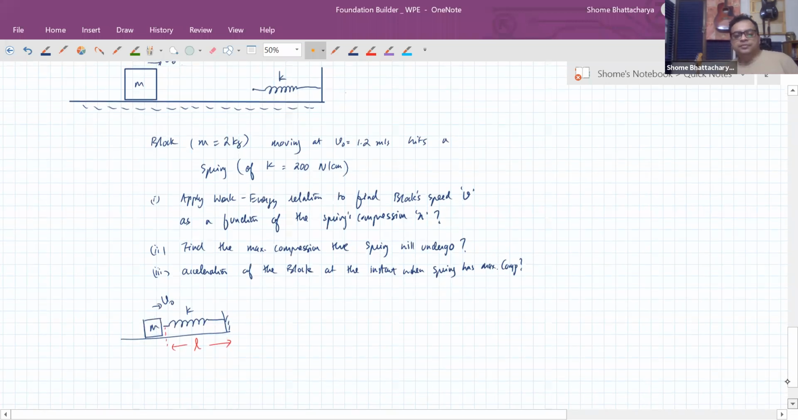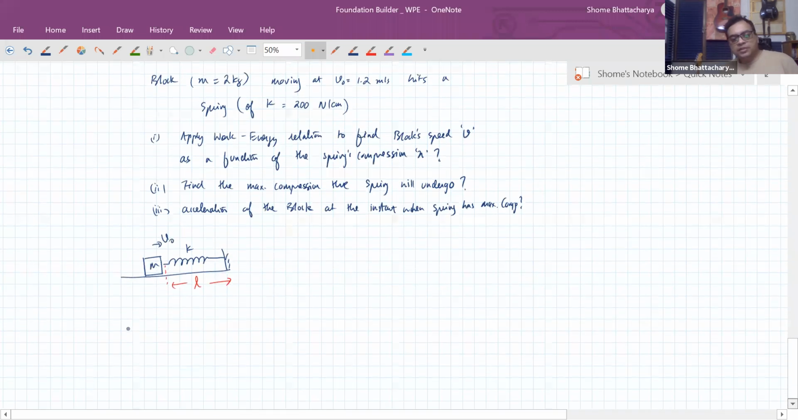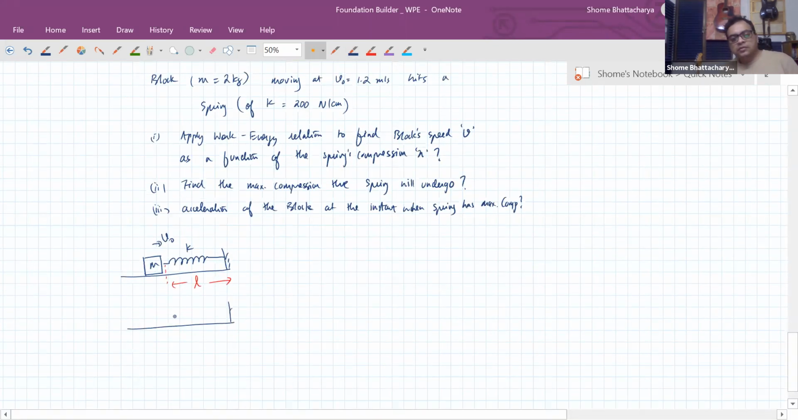Now after a bit of time, let's say the block has reached here. So the spring has got compressed, as you can see. If the block has moved through a distance x, the spring would have got compressed by x. So the block would have reduced in speed, because you can see that the spring is applying a force in the opposite direction on the block.